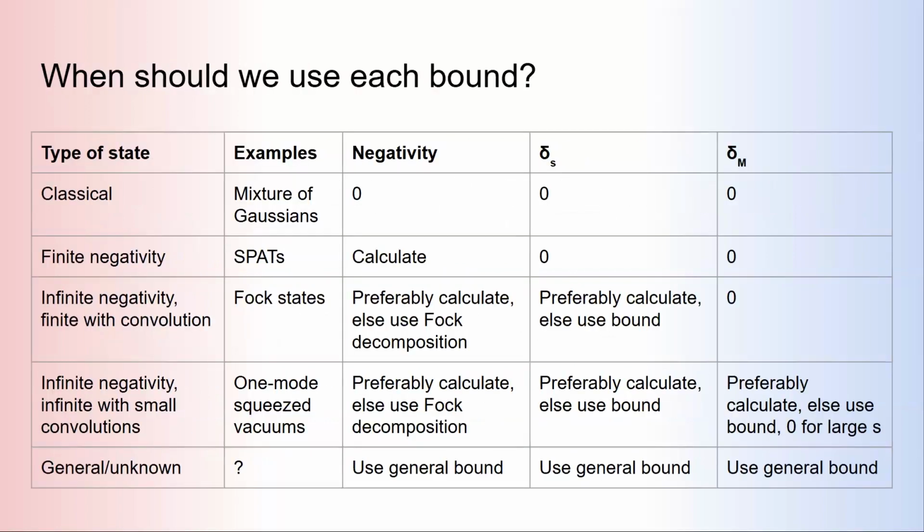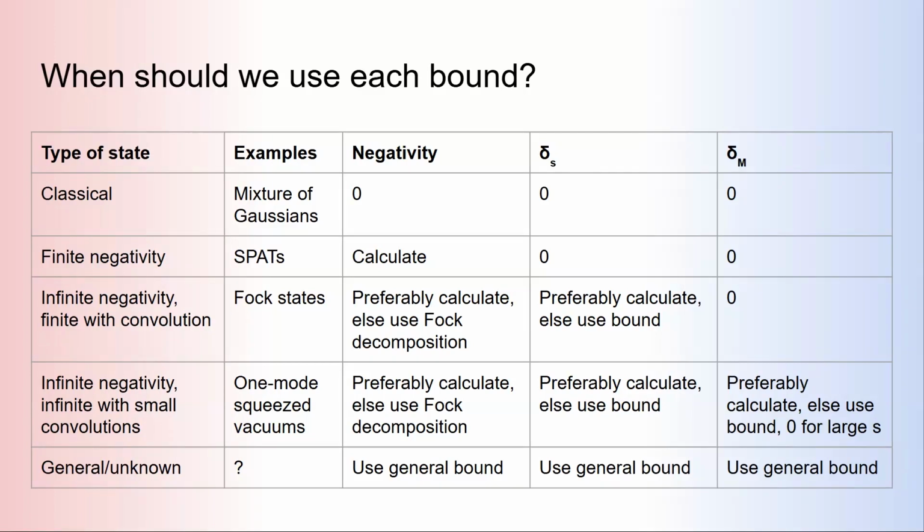Right, so when should we use each bound? Well, if it's classical, negativity 0, all these quantities are 0, we just use the simple bound. If we have finite negativities, like single photon added thermal states, we should just calculate the negativity. In general, we always want to calculate things if we can, instead of using these bounds, because they make everything worse. So infinite negativity that can be made finite with a convolution. An example is a Fock state, and preferably we should just calculate it again. Else you could use the specific things I gave if you have a Fock decomposition.